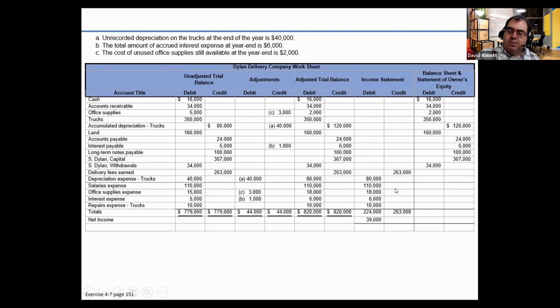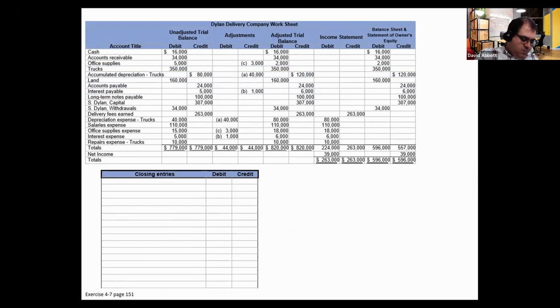And so then we just go ahead and carry down 263,000 for the total. We go ahead and add up all of our expenses. That comes out to 224,000. But we have to add 39,000, the difference between these two, so that's how much our net income was. So then that equals 263,000, 263,000. And then we add that over here because that goes into the capital for the statement of owner's equity. So then that equals 596,000.